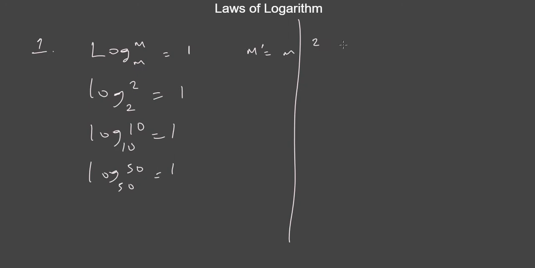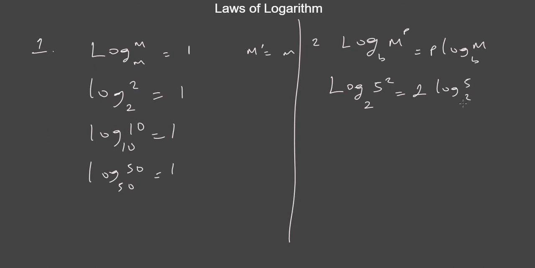Second law is if you have a log of n raised to the power of p to base b, what do you get as your answer? So the law states that you can simply take this power to the back and you can express it as follows. So what this means is if I have a number like this, log 5 to base 2, and let's say the base is 2, I can express this as 2 log 5 to base 2. So that is what the law states.